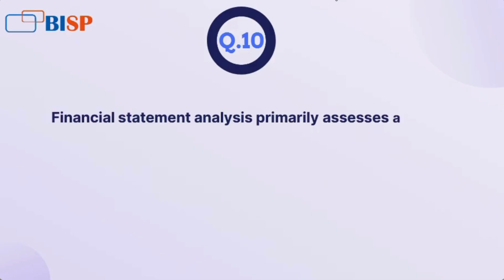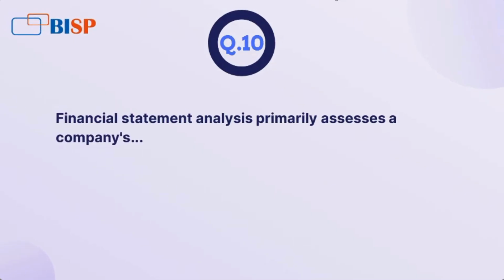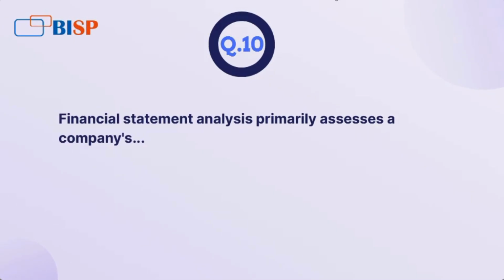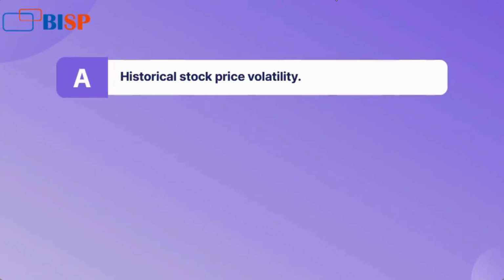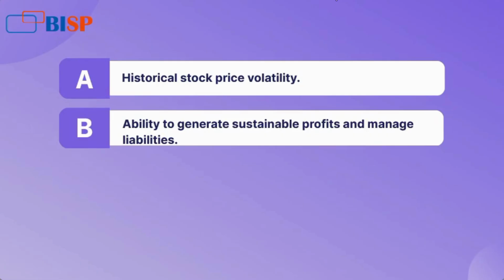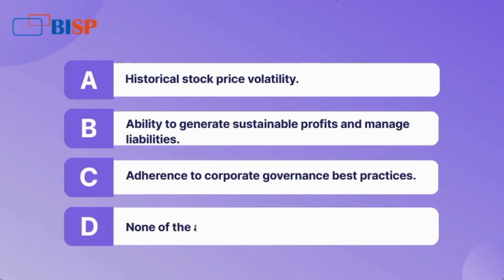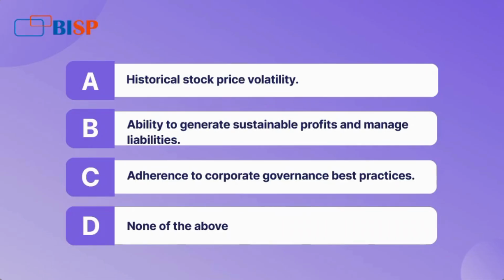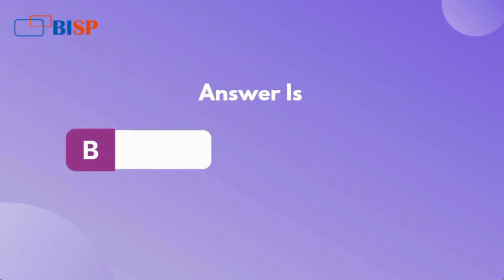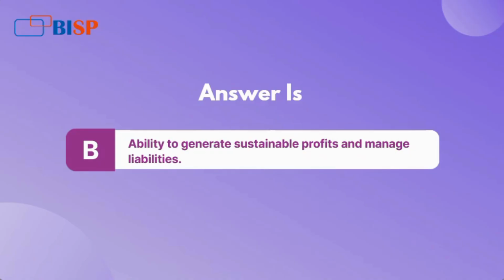Financial statement analysis primarily assesses a company's: A. Historical stock price volatility. B. Ability to generate sustainable profits and manage liabilities. C. Adherence to corporate governance best practices. D. None of the above. Answer is B. Ability to generate sustainable profits and manage liabilities.